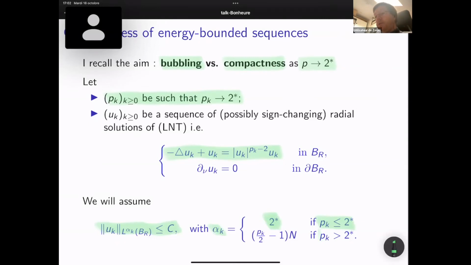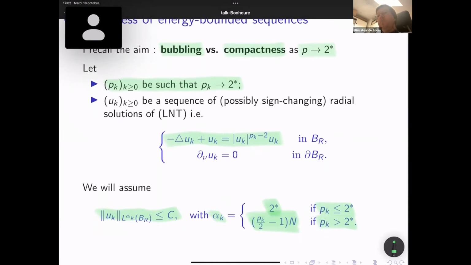On the other hand, if your exponent is higher than 2*, then we assume some bound on this p_k over 2 minus 1 times n. I would like to comment a little bit on this exponent. As I said, if you don't assume any bound, there is no hope to prove a result, at least in the supercritical case. In the subcritical case, asking for an H1 bound is something natural. In the supercritical case, observe that we ask something a little bit more than an L^{p_k} bound. We are not just asking that this term is integrable; when you multiply by u_k, we are asking more than an H1 bound.